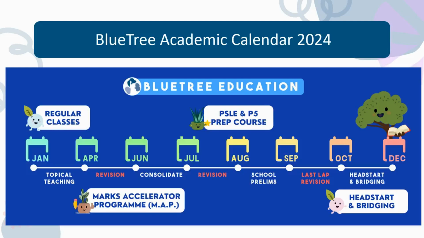So even if you are in P4, you know that we have all these little revisions put in place. In P5 and P6, similarly, we have regular classes that go on a weekly basis. And then later, the Marks Accelerator program, which is a holiday program that will happen every March, June, September, October. And then later on, we have the super stretch intensive course, which I'll share a little bit more with you.